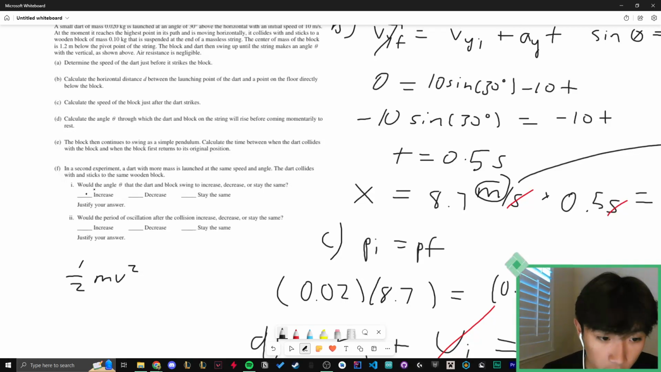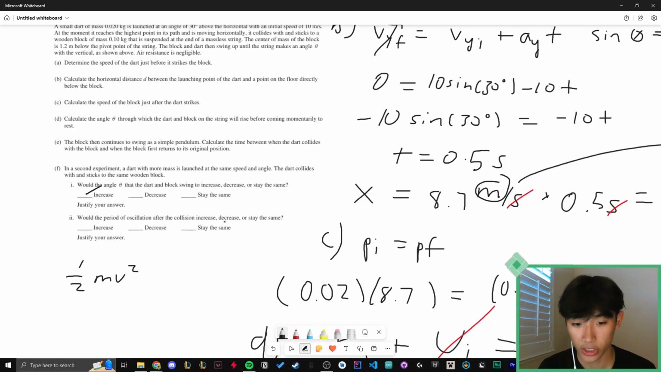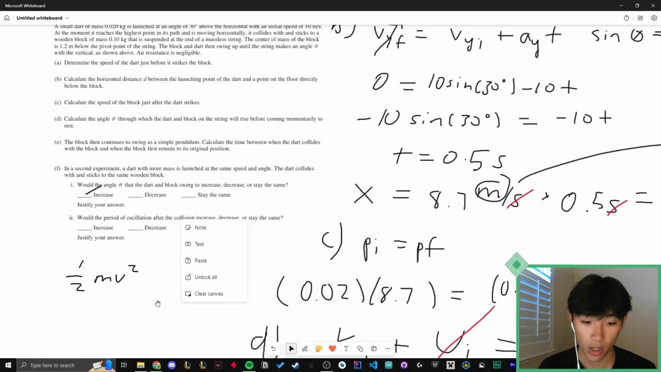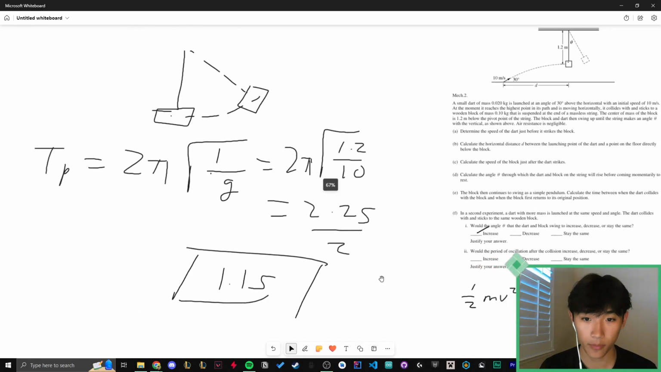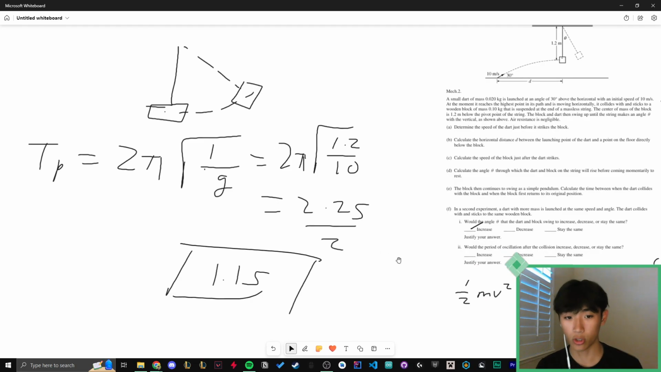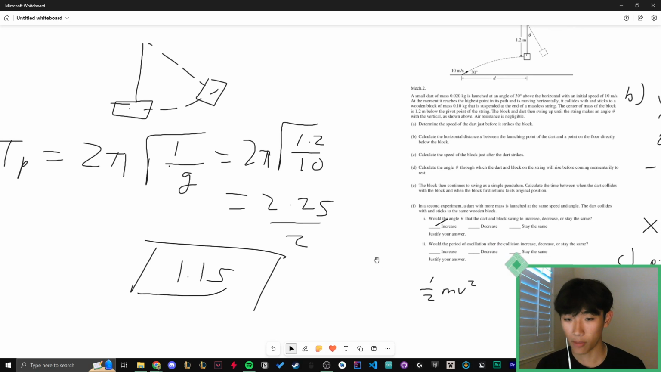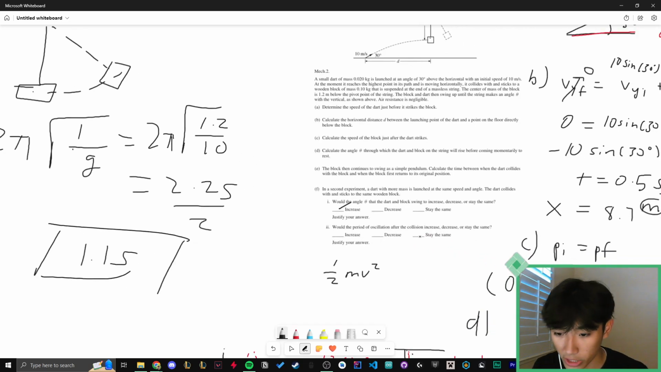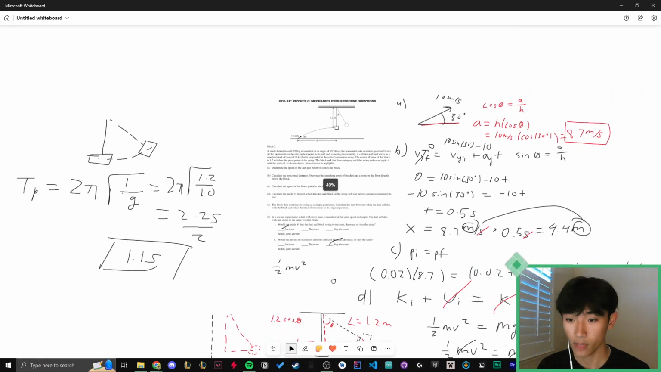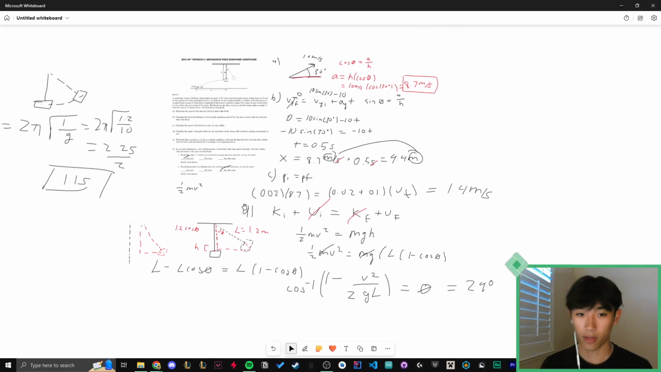So theta should increase. Would the period of oscillation after the collision increase, decrease, or stay the same? Well, if we look at the formula, the period is 2 pi square root of the length divided by g, and the mass doesn't affect any of that. Gravity will always be the same constant, and we're not changing the length of the string from the block to the roof. So this should stay the same. And that was the 2015 question 2 FRQ.